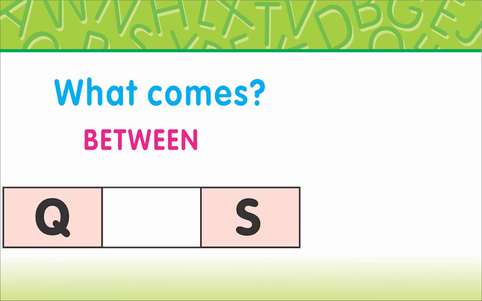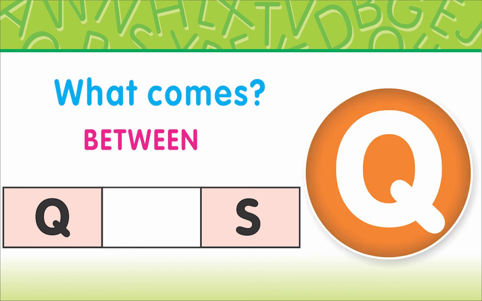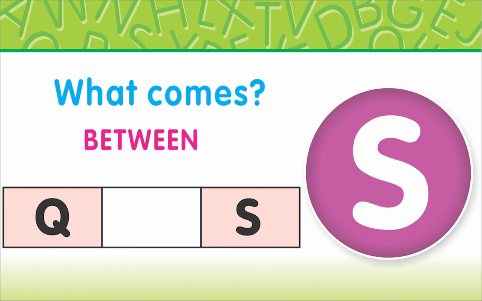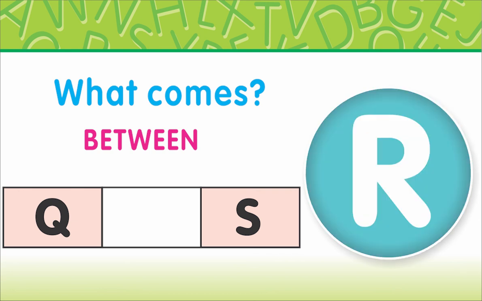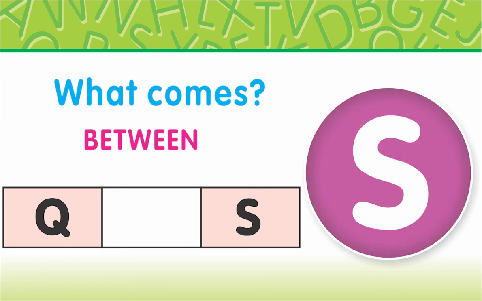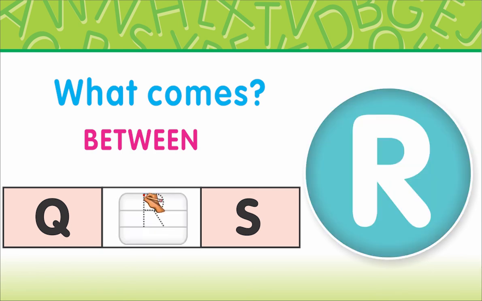What comes between Q and S? First we say Q, then R and S. Q, R, S. R comes between Q and S. So we write here R.